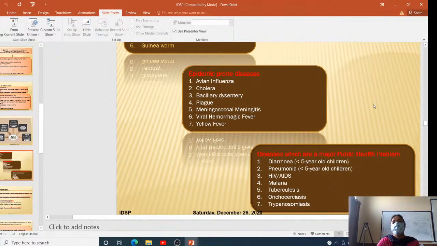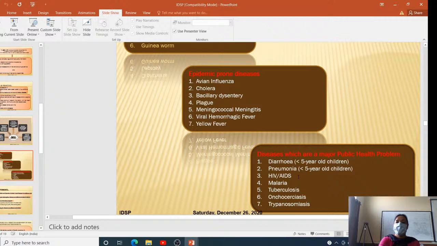Then diseases which are a major public health problem. Okay, we have not been able to control these diseases very well. So that is why continuous data on what is happening and how the programs are working are needed to understand these diseases better. So first is diarrhea among under 5 children, pneumonia among under 5 children. Now these two diseases together are the major killers of children under the age group of 5 years. So a lot of commitment is needed to control these diseases in the under 5 age group.